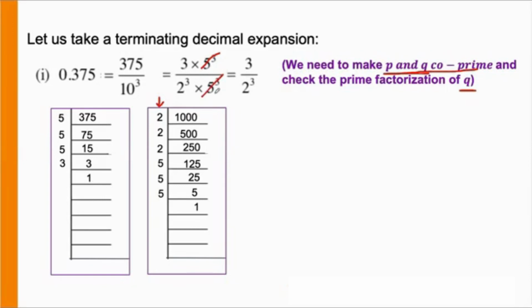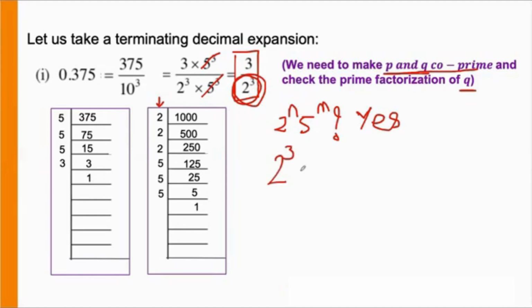Now, because we want to make p and q co-prime, we will remove the common factors. So 5 cube and 5 cube are cancelled out, and so what we have is 3 upon 2 cube, which is co-prime, since there are no common factors left. Now let us check the prime factorization of q. Is it in the form of 2^n 5^m? Yes. Though we don't see 5 as a factor and it has been cancelled out, we can say it is 2 raised to 3 into 5 raised to 0. And so it is in the form of 2^n 5^m.